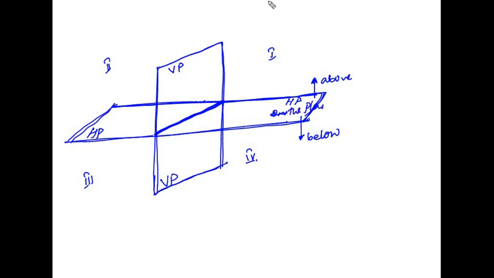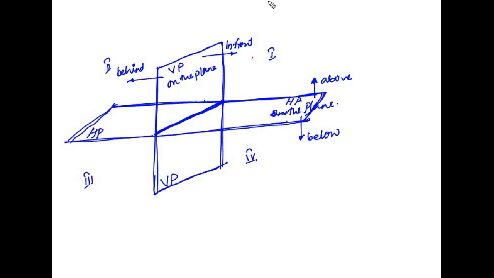On the plane. Similarly, with respect to vertical plane, you have again three positions. An object can be in front of vertical plane, an object can be behind vertical plane, an object can be on the plane, right? Any of these three conditions. So we can identify an object in space using any of these three above relations.